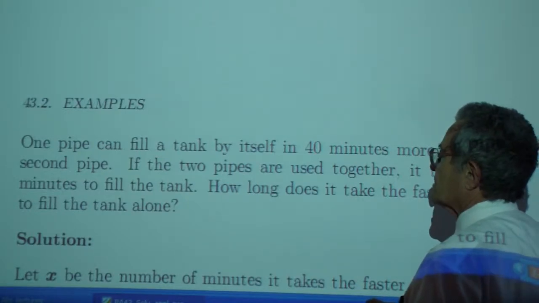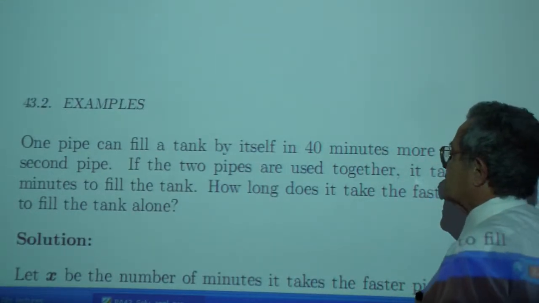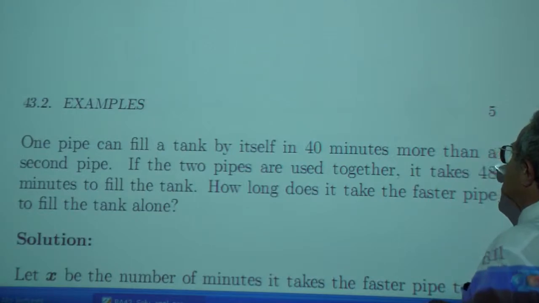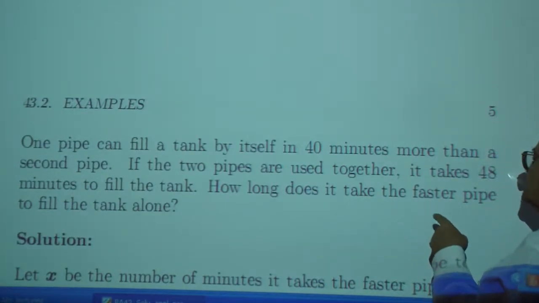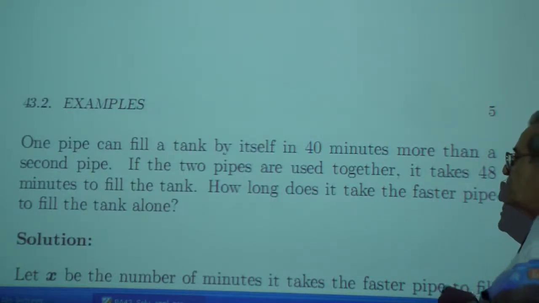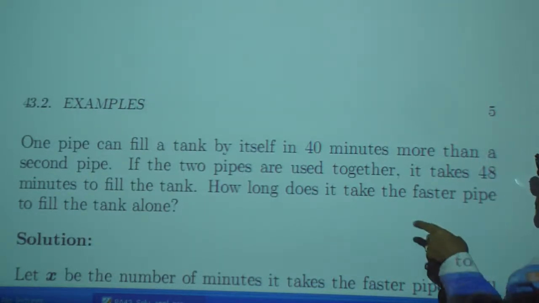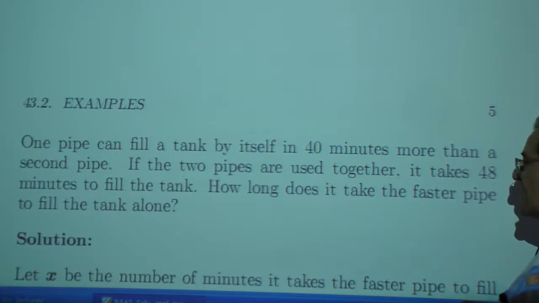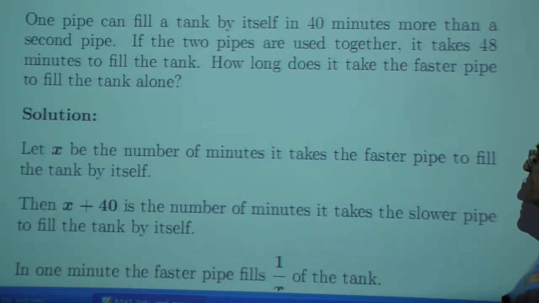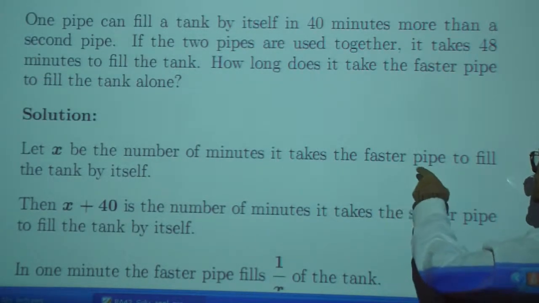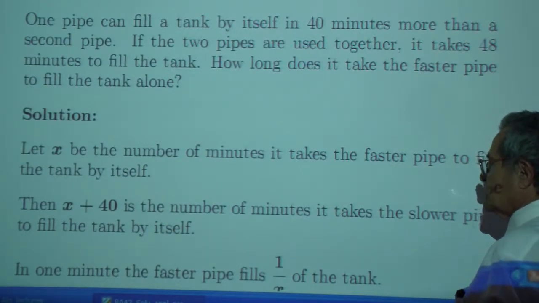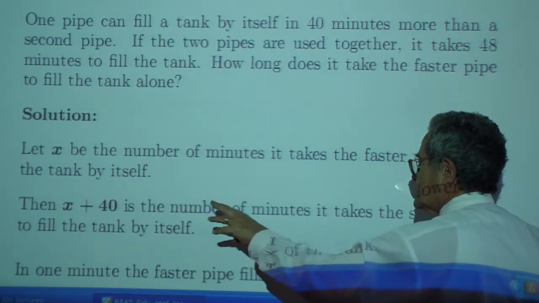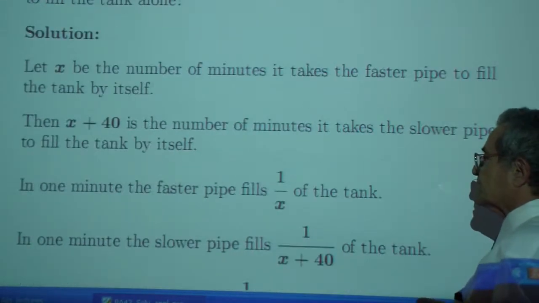Example 5. One pipe can fill a tank by itself in 40 minutes more than the second pipe. If the two pipes are used together, it takes 48 minutes to fill the tank. How long does it take the faster pipe to fill the tank alone? Let x be the number of minutes it takes the faster pipe to fill the tank by itself. It takes the other one 40 minutes longer, so x plus 40 minutes.